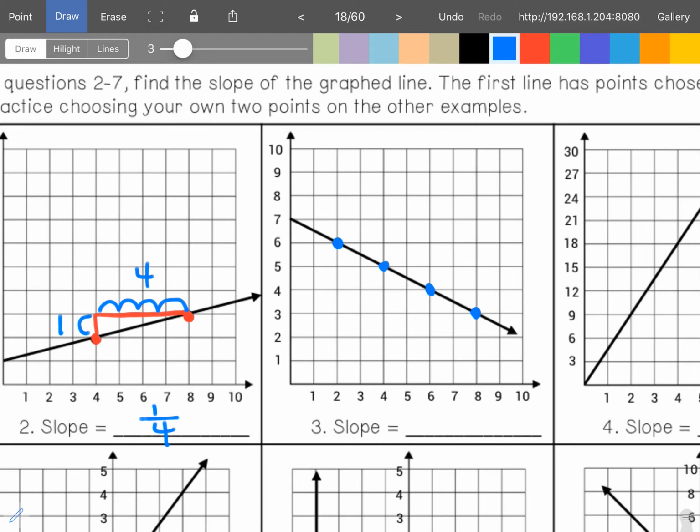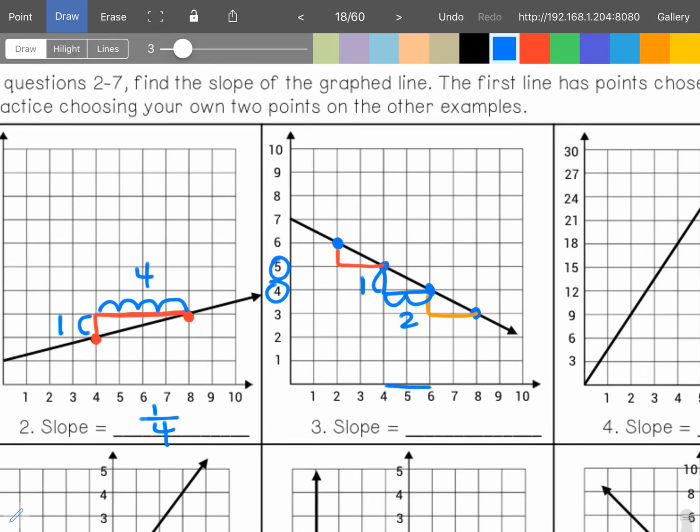And we're going to rise and run to make a triangle. Now you could have used these 2 if you wanted to. You could have used these 2 if you wanted to. It really doesn't matter, because the rise here is 1. Again, you have to look over here at your numbers and what you're counting by. Then the run is 2. Again, we're going from 4 to 6, so that's 2.